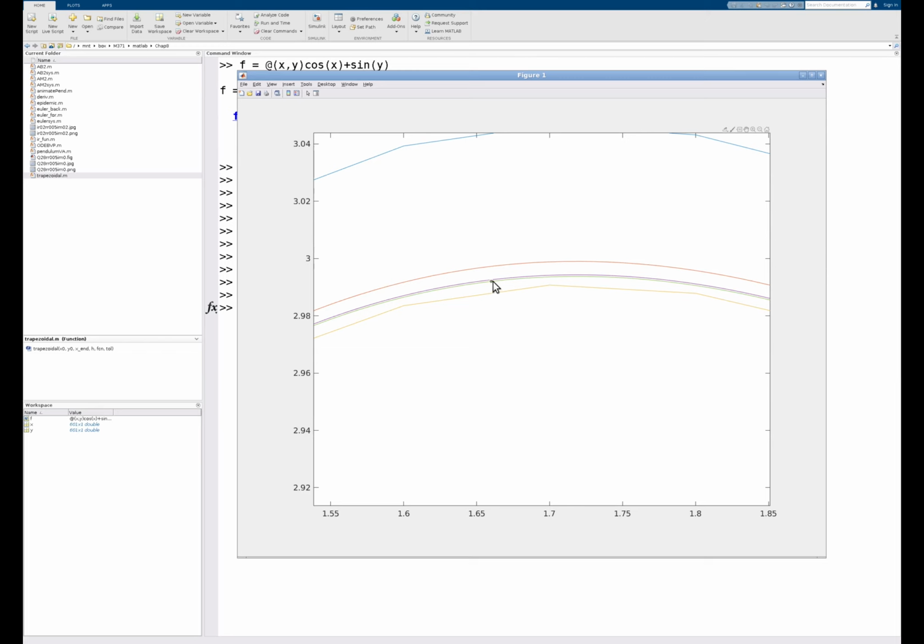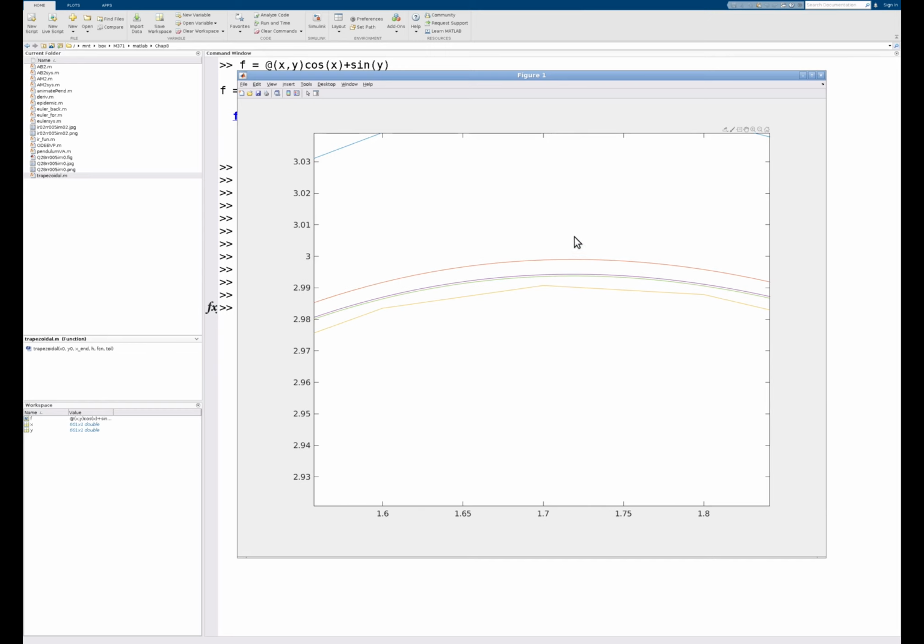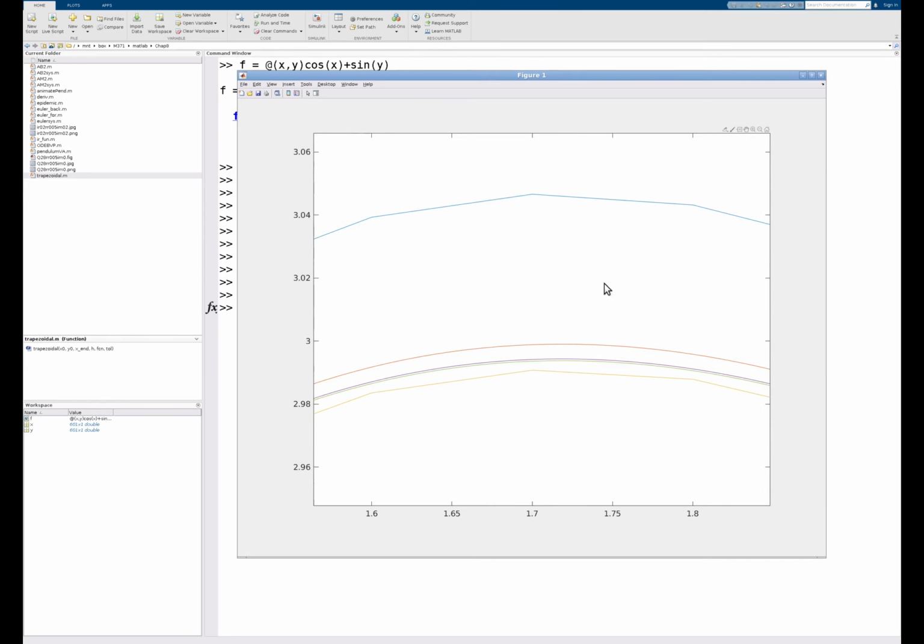Okay, so maybe the purple line and the green line, they seem to be largely agreeing with one another, right? So it seems that maybe what we could say is that the trapezoidal method gives us a solution that's comparable to the Euler method, but with an h value that's 10 times larger, right? So that gives you some idea of the difference in power between the two methods.